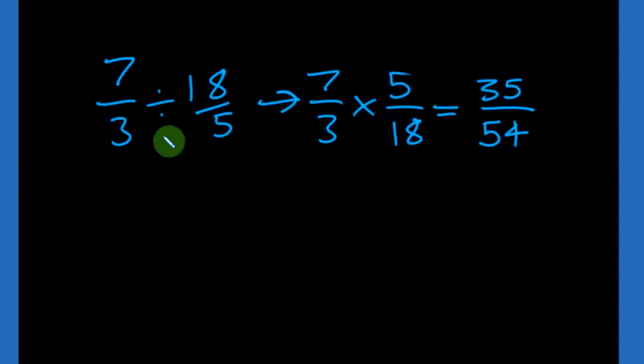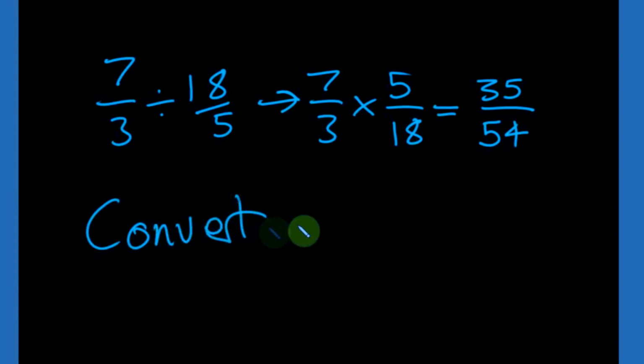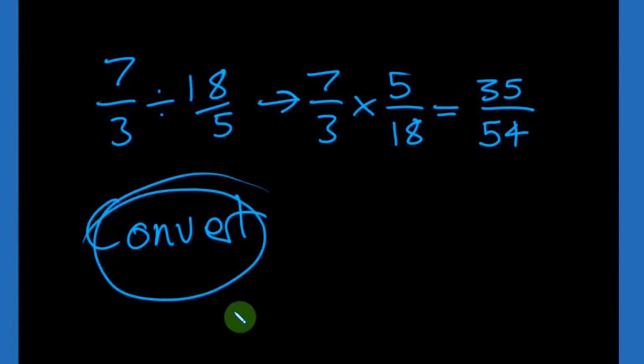The key takeaway here though is that whenever you are met with mixed numbers, when you do multiplication or division, you want to convert the mixed number into an improper fraction. This is very important. I hope that helps.